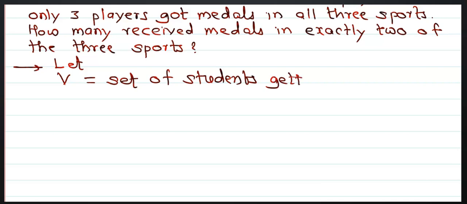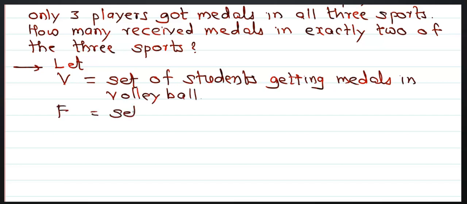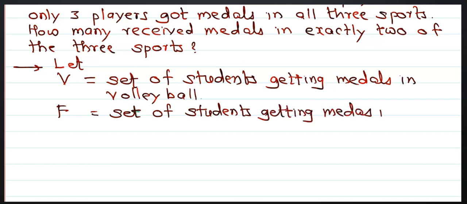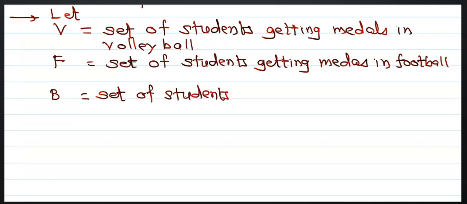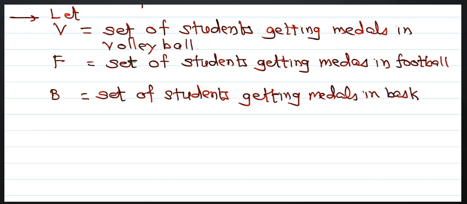V is equal to the set of students getting medals in volleyball. F is equal to the set of students getting the medals in football. B is the set of students getting the medals in basketball.